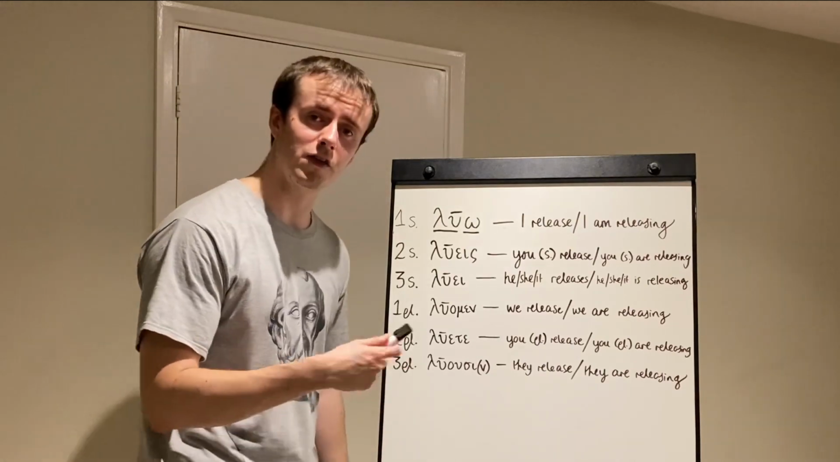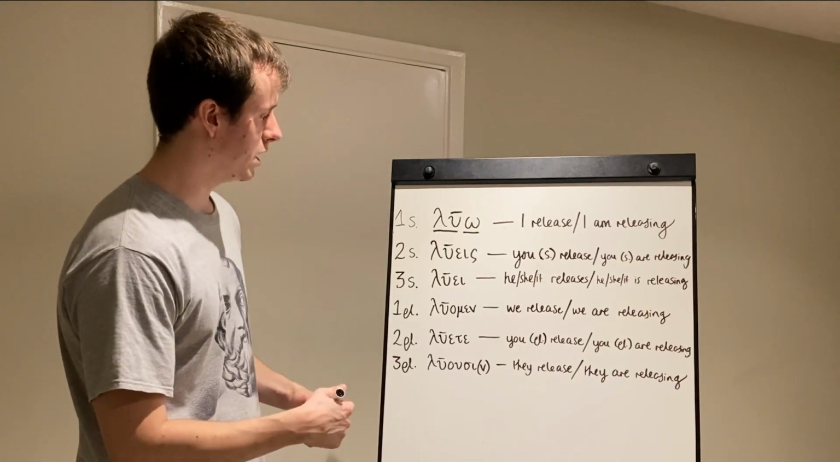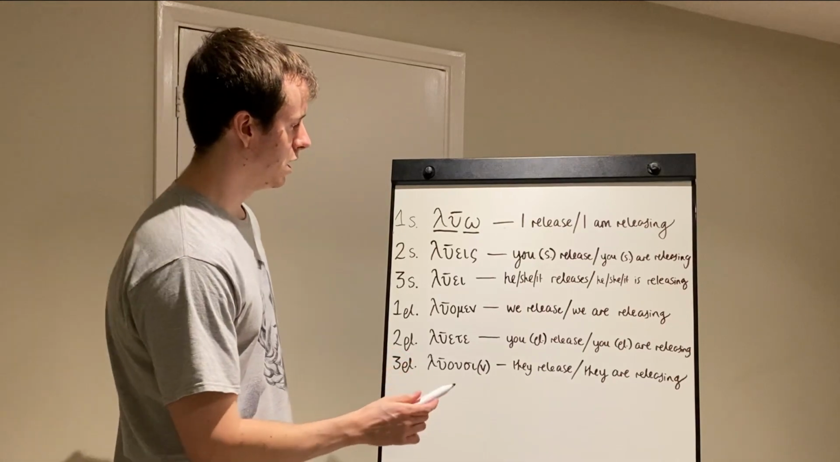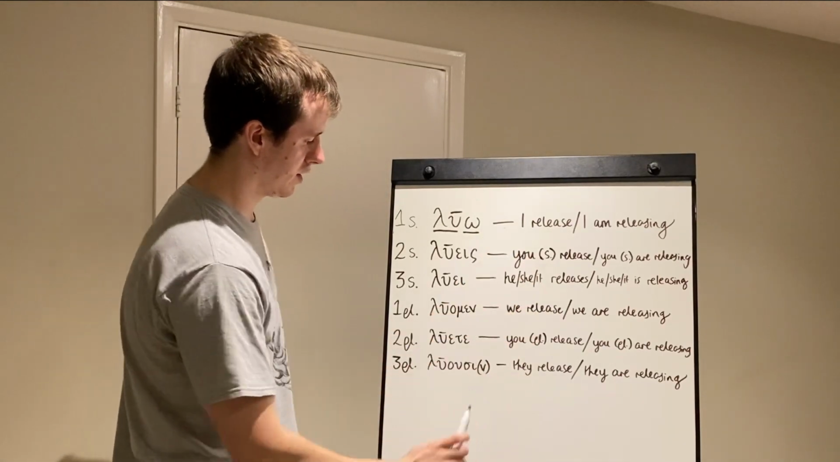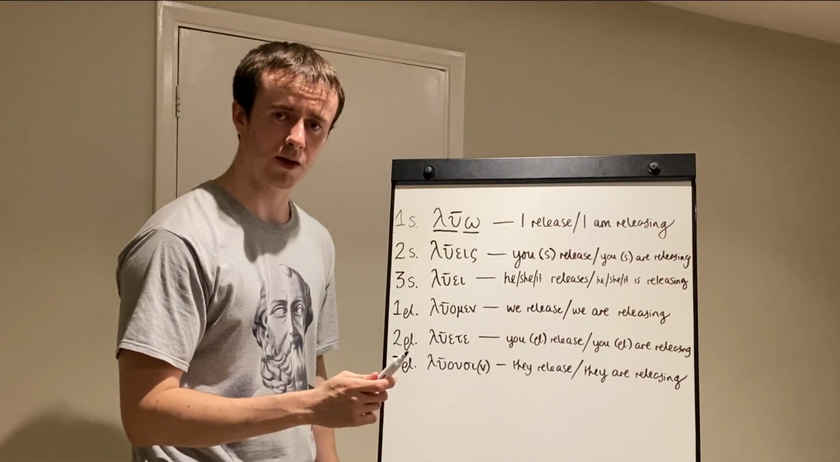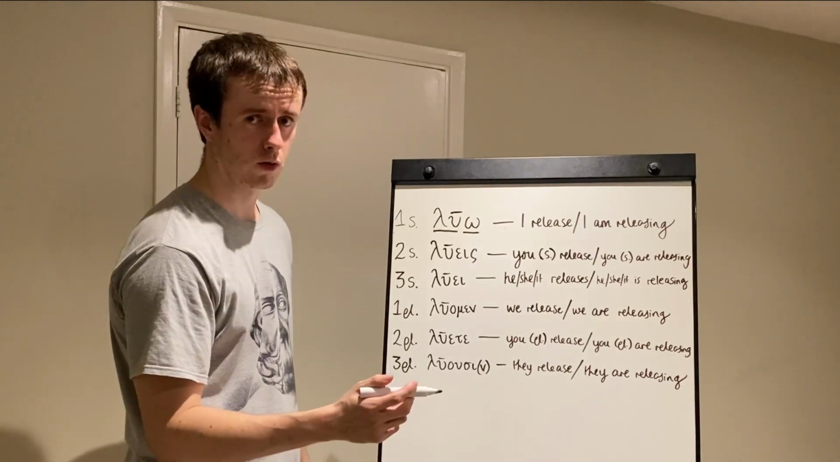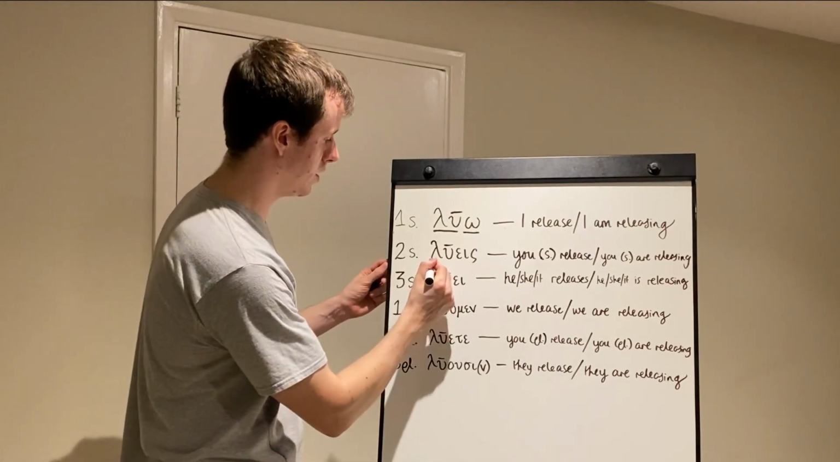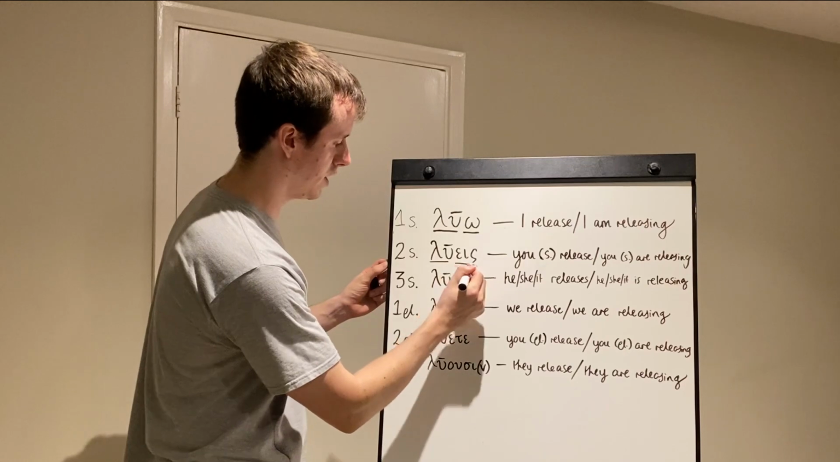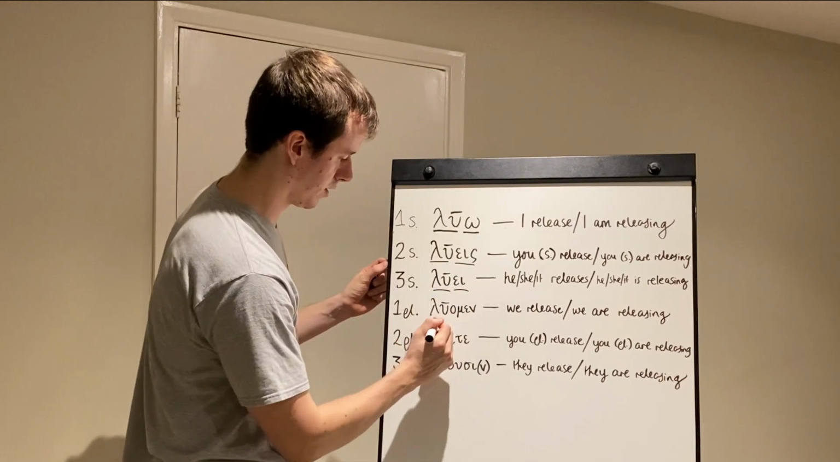But memorizing any of these paradigms will do the trick in that it will get you to remember the person endings that you need to add on to the stem of each verb. Which, to be clear, you once again have here. You have the stem lu and then the set of person endings.